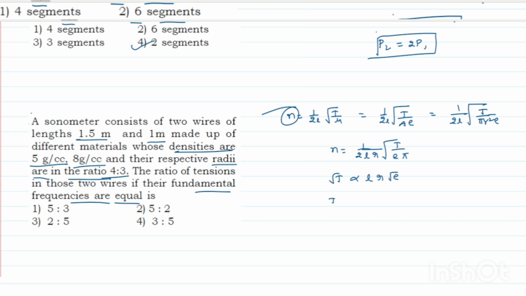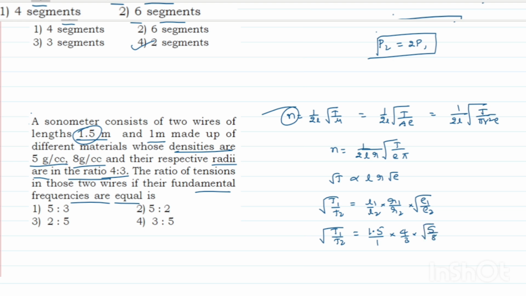With this we will be getting under root t1 by t2 equals l1 by l2 into r1 by r2 into root rho 1 by rho 2. Now under root t1 by t2 equals, the initial length is given as 1.5 meter and the next length is 1 meter, into the ratio of radii given as 4:3, and the ratio of densities given as 5 by 8, students.